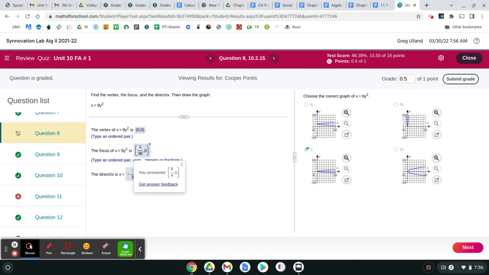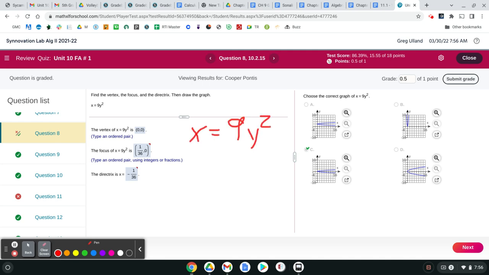Let's see. How did the x equal? I wonder how you got 9/4 for the focus. I don't know. Let's see. So if you have x equals 9y squared, that's going to be a parabola where 1 over 4c equals 9. Where did that come from?